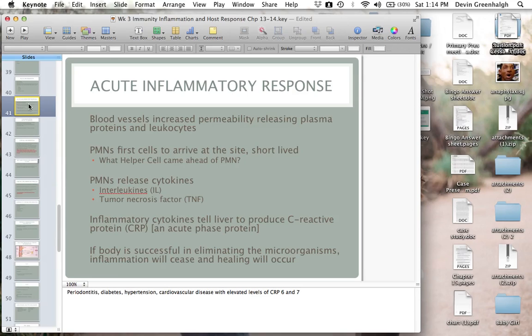Inflammatory cytokines tell the liver to produce C-reactive protein, which is an acute phase protein. If the body is successful in eliminating the microorganisms, inflammation will stop and healing will begin. What are some diseases that will show a high blood level of CRP, C-reactive protein? Periodontitis, diabetes, hypertension, cardiovascular disease.